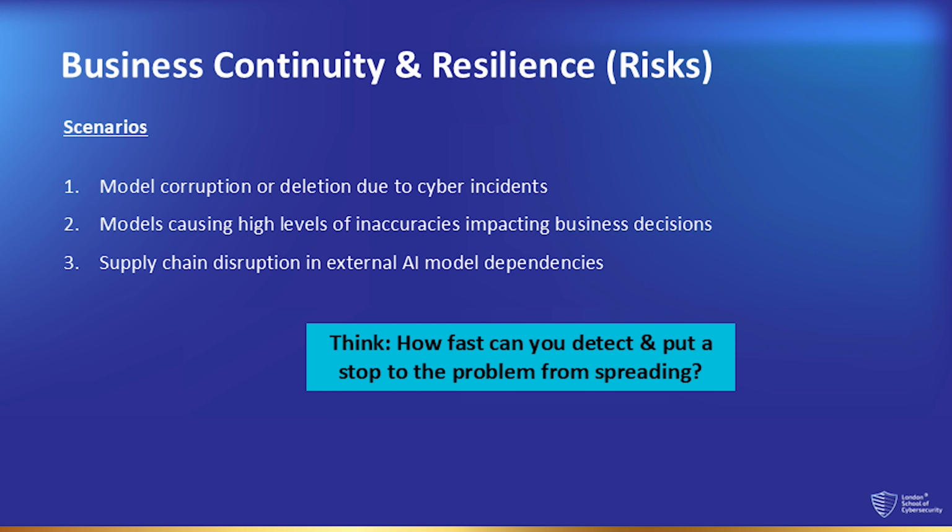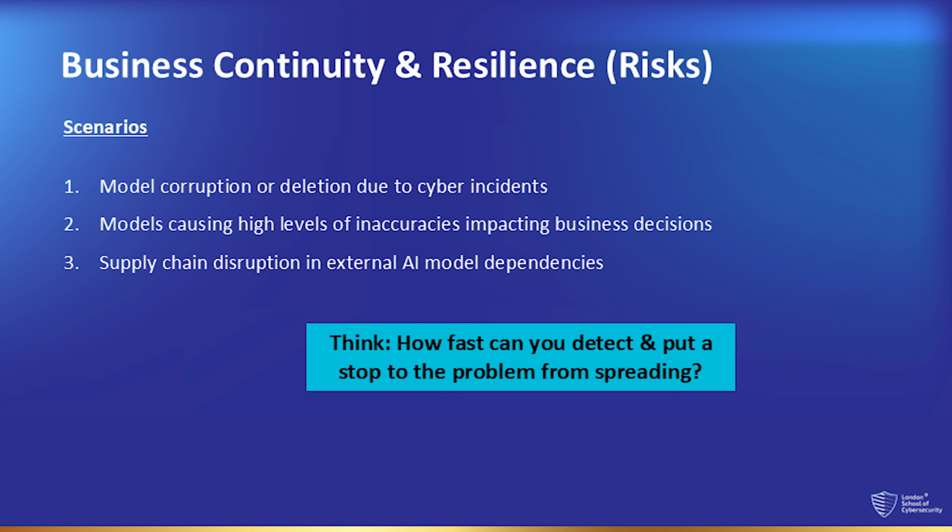The third one is, what would my supply chain look like, or will there be a disruption to that if I am depending on an external AI model, right? For example, if I'm using an open source AI model and suddenly there's a problem with it, how do I handle that? Or if I'm using a SaaS-based AI solution and that has a problem, how do I handle that? How do I manage that? The key question remains, how fast can we detect and how fast can we stop the problem from spreading?